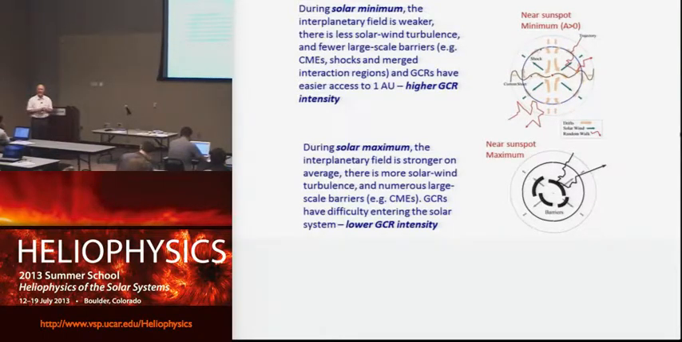It's much more wavy during solar maximum. But during solar minimum, it's quite flat. Cosmic rays more or less have easy access. They're still battling diffusion and still battling advection with the flow and energy change, but they have more easy entrance into the solar system.